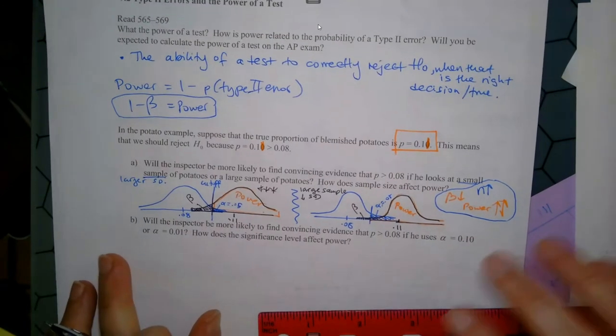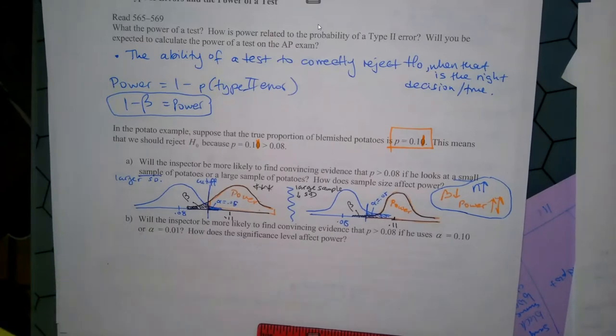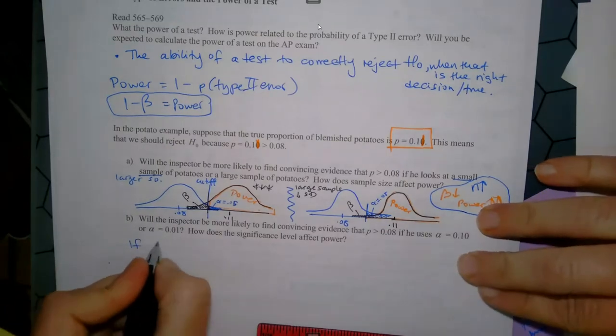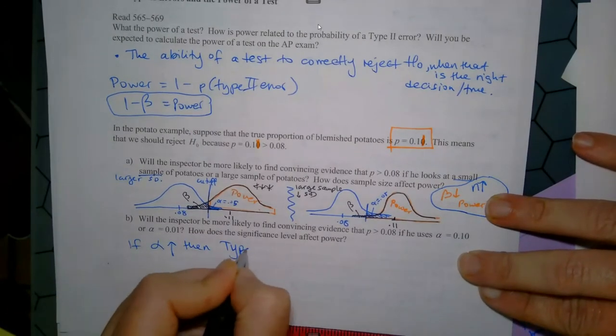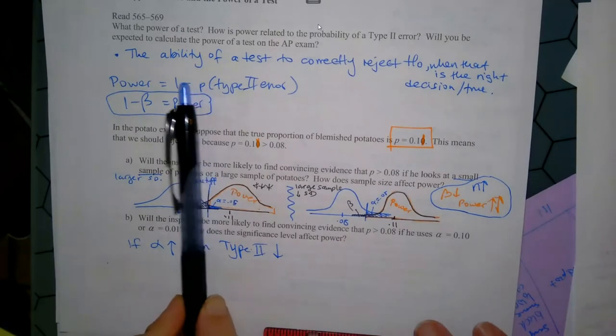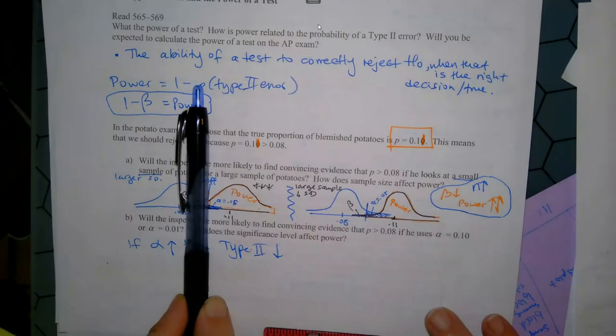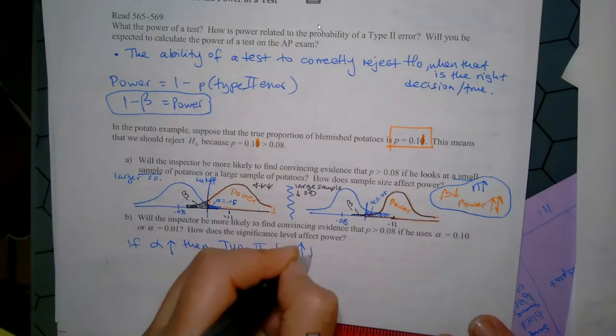Next question: will the inspector be more likely to find convincing evidence that the potatoes are too blemished, and send the truck away, if he uses a different alpha level? So the idea here is that if the alpha level goes up, then the type 2 error will immediately go down. Basically, guys, what we're doing here is moving this line. So if the alpha level goes up, I'm going to shade more blue, which means I will automatically have less black shading, which means less type 2 error, which means power immediately goes up.